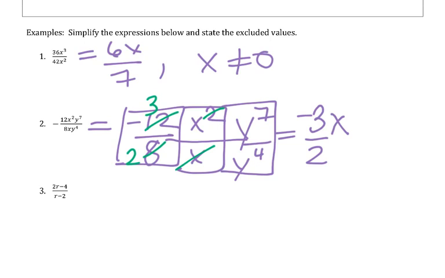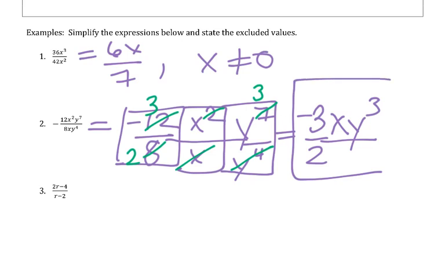And then x to the 7th over x to the 4th, this cancels and leaves me with a y to the 3rd. That's just basic rules of exponents. So now I've got y to the 3rd. So this is my simplified rational expression. But I also want to think about excluded values.